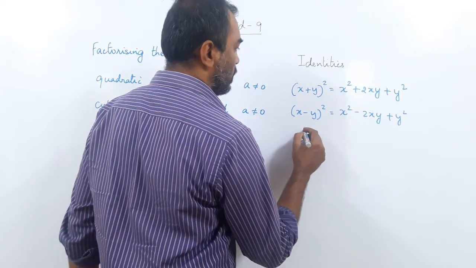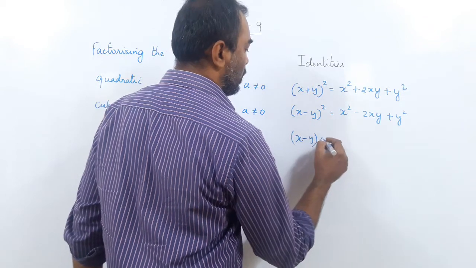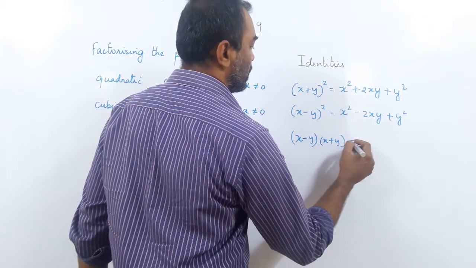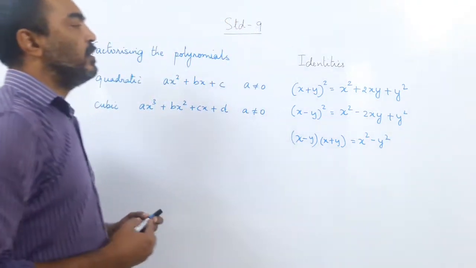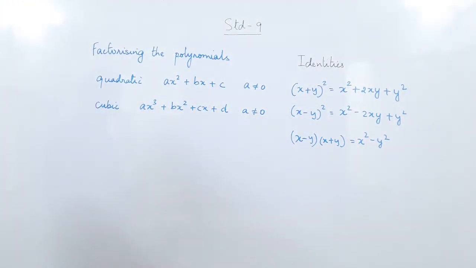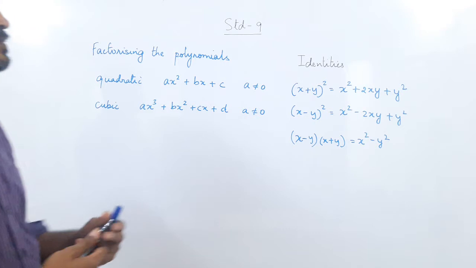And x minus y into x plus y is x square minus y square. So these are the identities we have done last year. So if you want, we can just very briefly find out how we get the identities. Very simple.